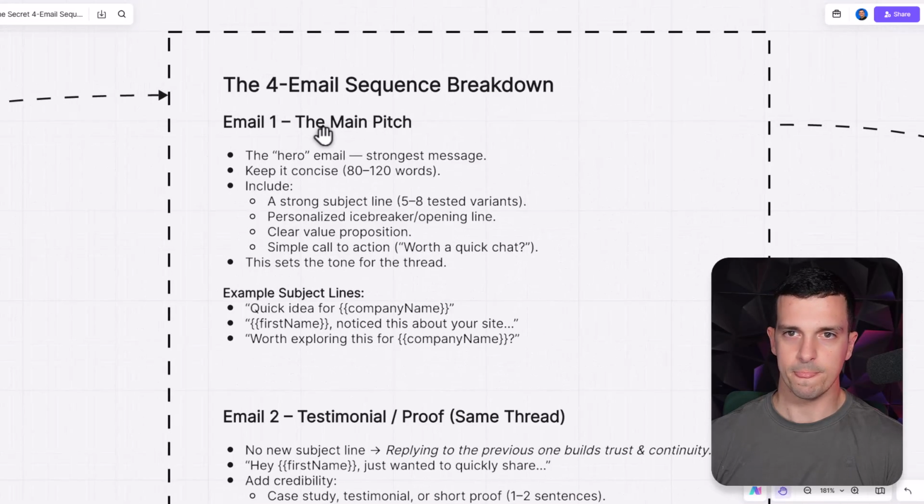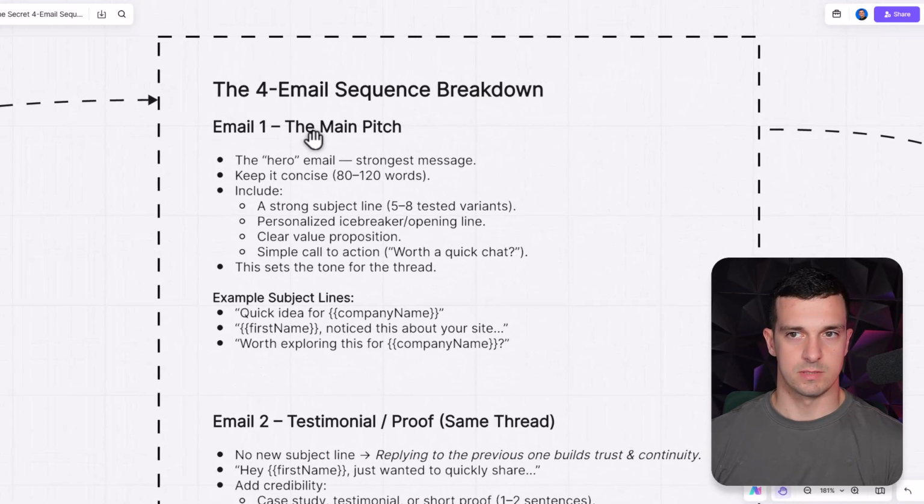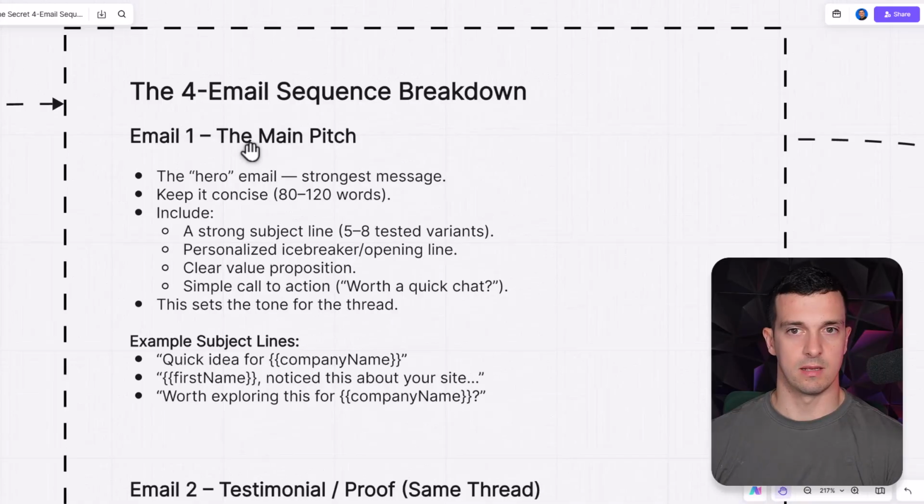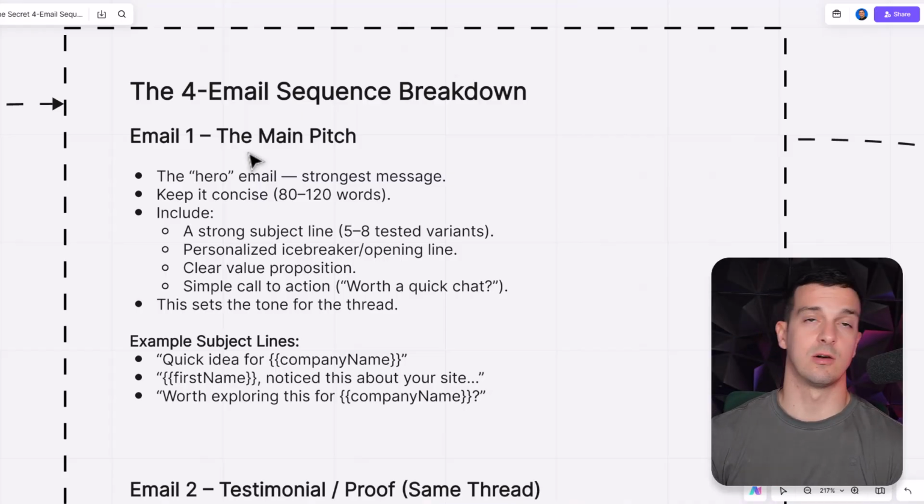So, the 4-email sequence breakdown. The first email is the main pitch. Usually you will get 50-60% of the positive replies on the first email, so it's really important. The other 40-50% I usually get on the second, third, and fourth emails.